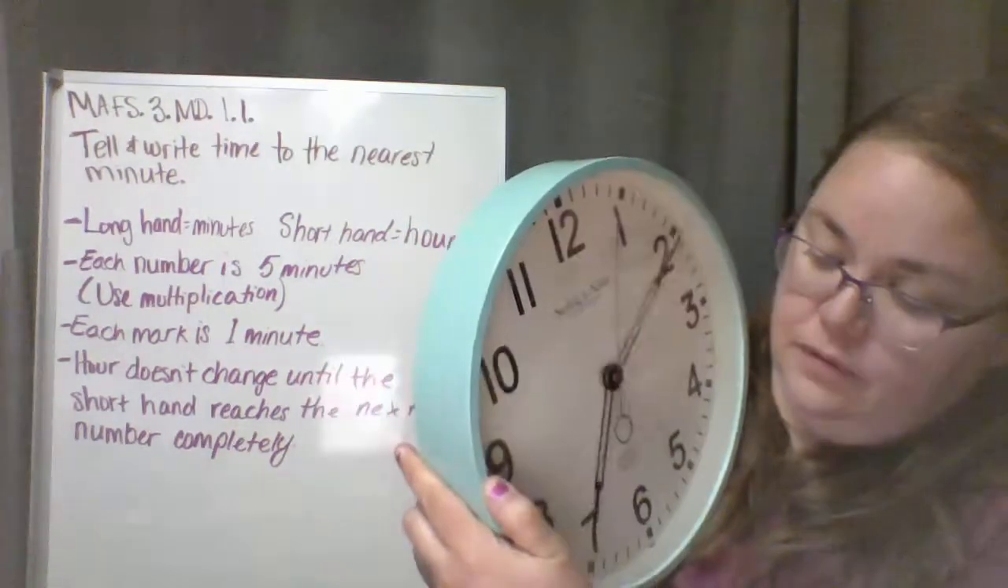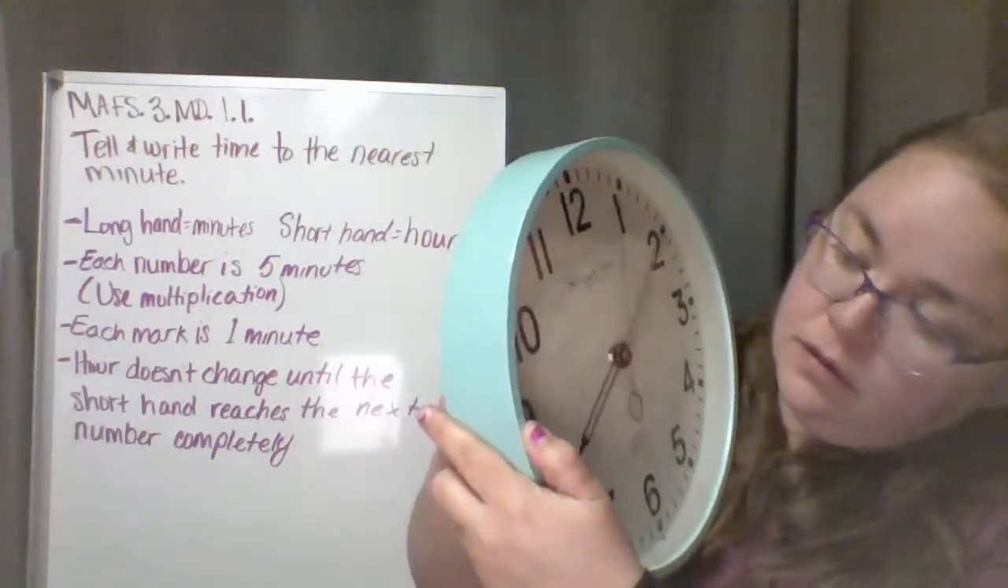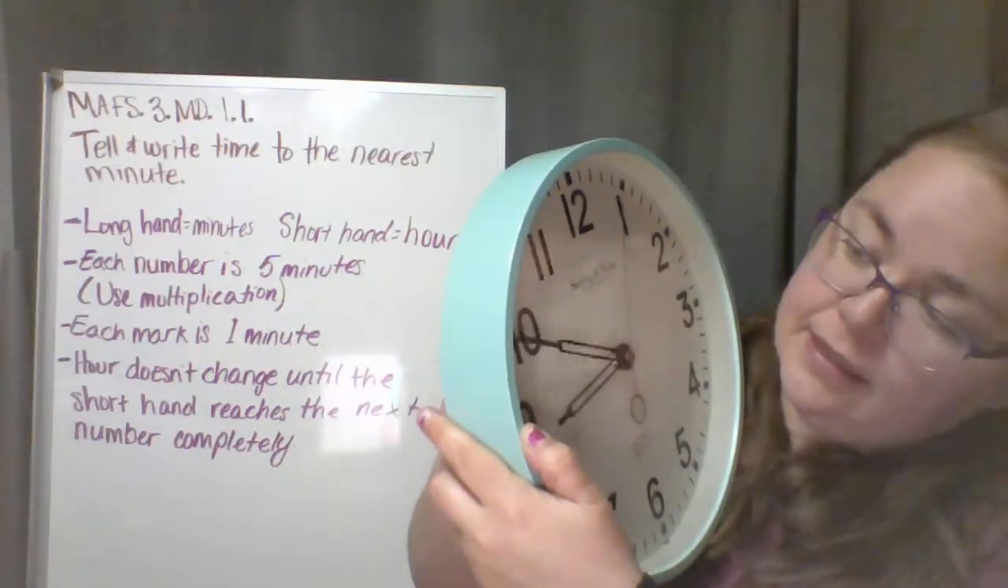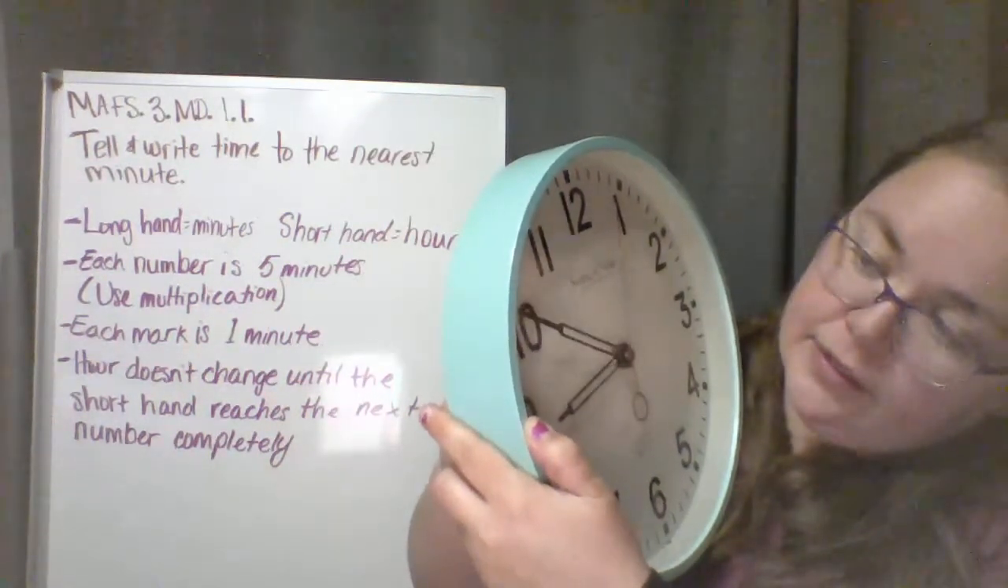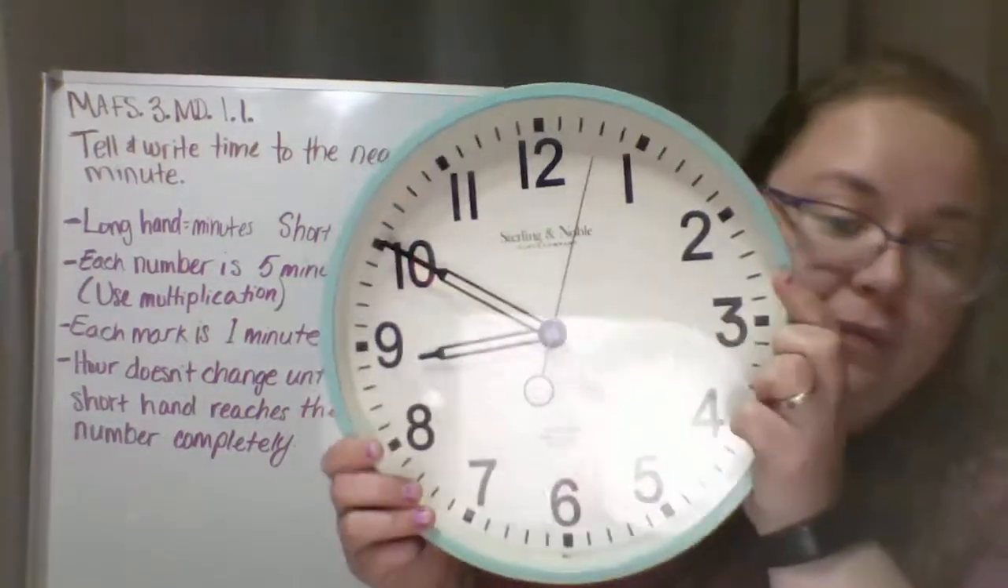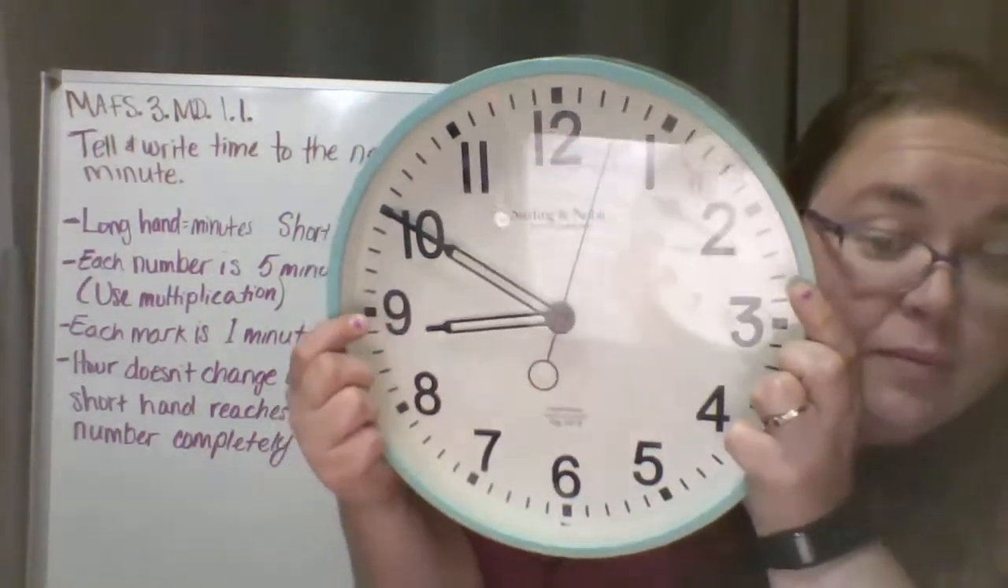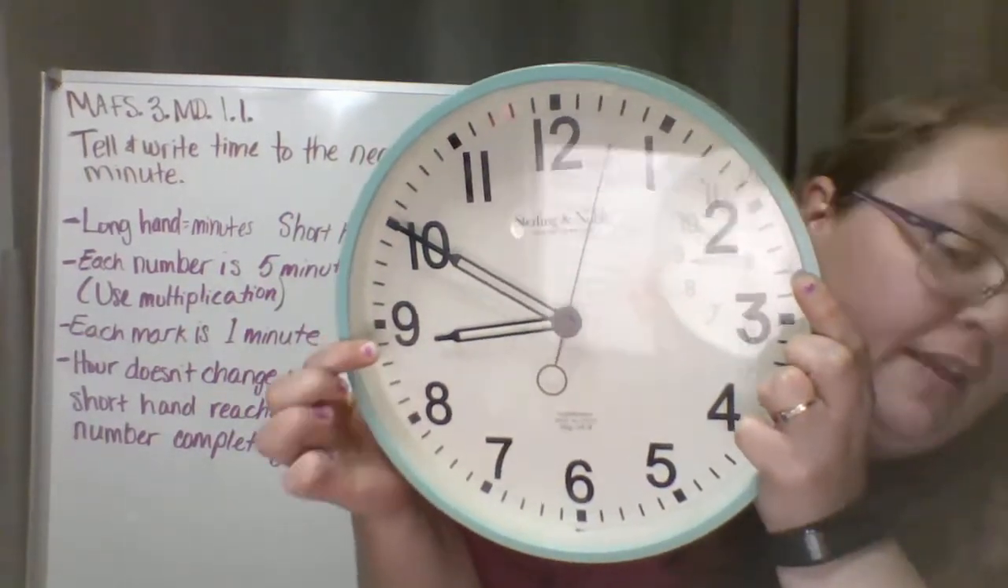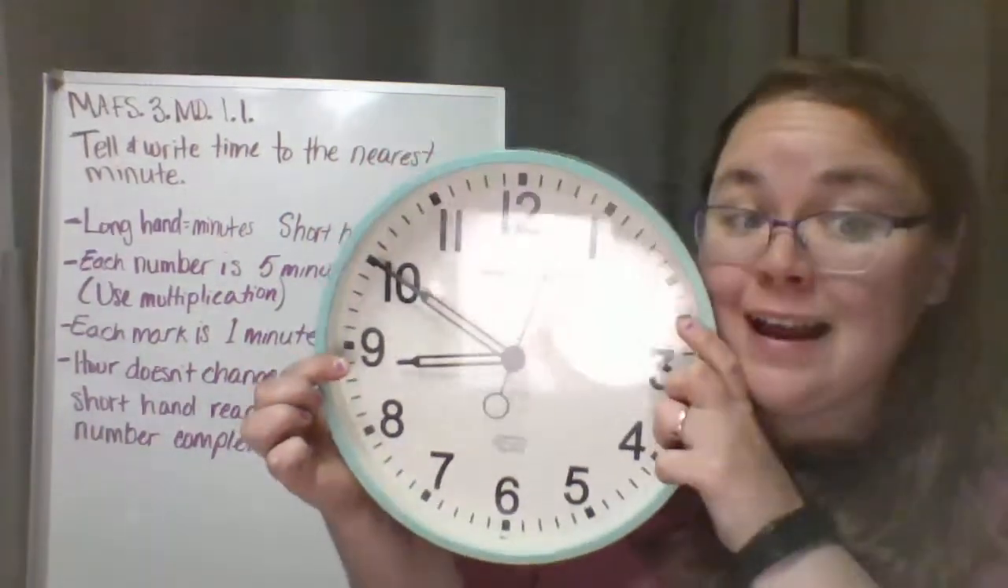All right, here we go. So let's say it looks like this right here. Okay, let's say it looks like this right here. This is really close to pointing to the 9. It's pointing to about right here. However, it is not to the 9 yet.